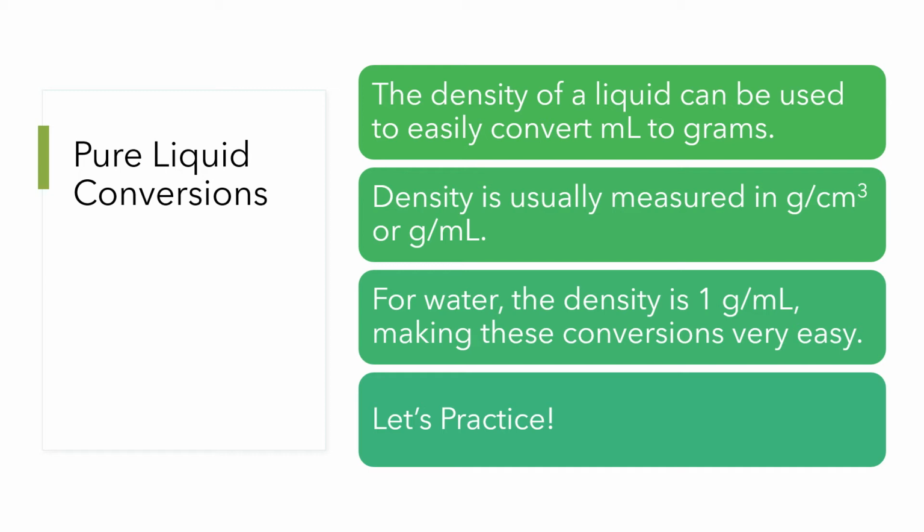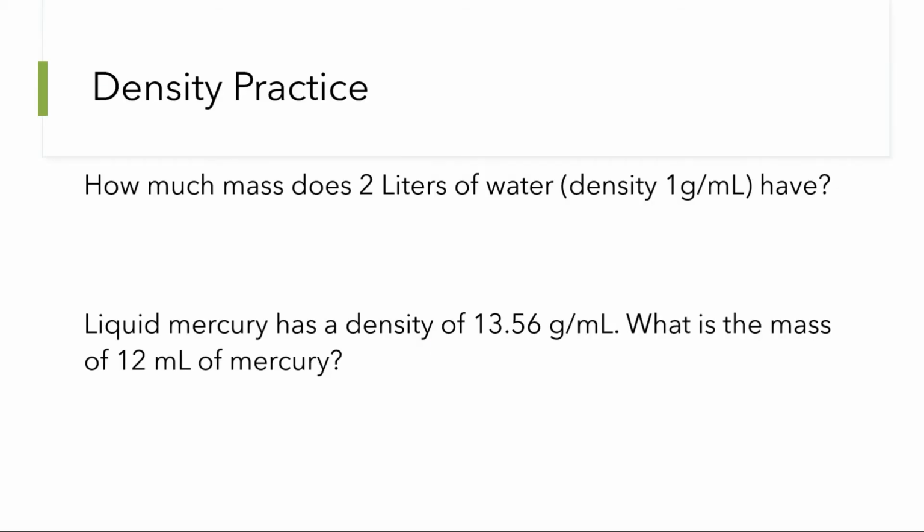What we do care about is the density of a liquid, which is measured in grams per cubic centimeter or grams per milliliter. Our most common liquid, water, has a density of 1 gram per milliliter, which makes conversions pretty simple. Let's try some practice converting from volume to mass using density. This first problem asks us how much mass 2 liters of water, which has a density of 1 gram per milliliter, has. Now, we need to convert liters to milliliters first.